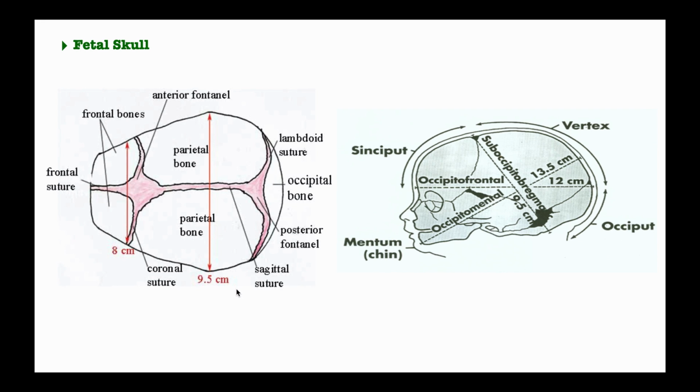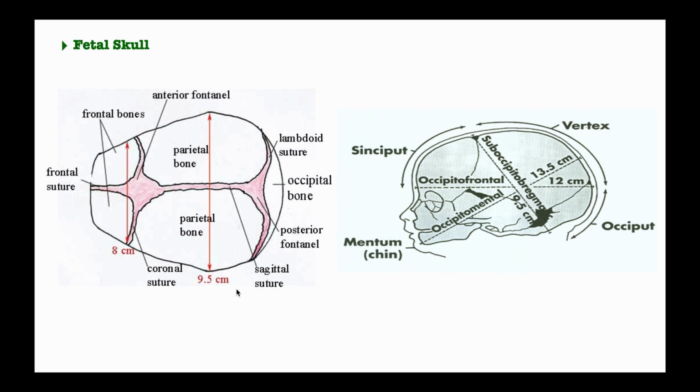What does this mean? This means that if the mother's pelvis and the fetal skull are all of average size, then there is sufficient room for the baby's head to pass through the pelvic canal to be delivered. So this is what I want to draw your attention to when we talk about the fetal skull.